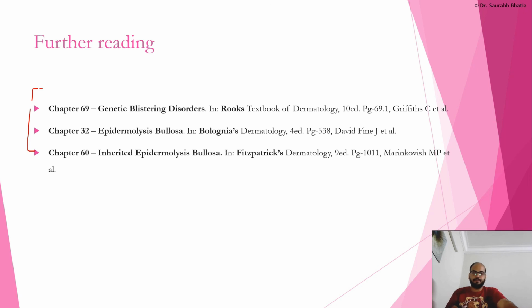So in this video, I have combined these 3 sources majorly. I have looked at different articles, but only 1 or 2 lines have been taken. Majorly, I've covered the chapter 69 of Rook's 10th edition, which deals with Epidermolysis bullosa, chapter 32 in Bologna, chapter 60 in Fitzpatrick 9th edition. So if you want to read more in detail regarding textbooks, I would suggest you go through this video, which has information from all the 3 textbooks, and then go for individual papers, individual articles to know more about different aspects of EBS. Okay.